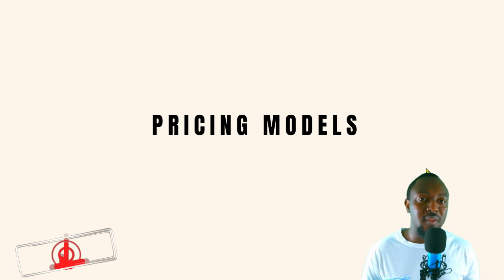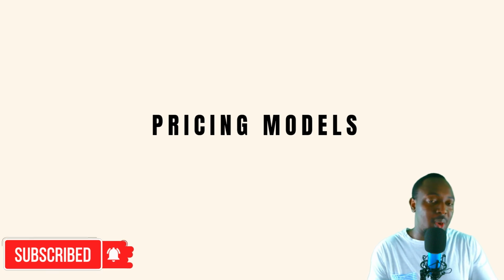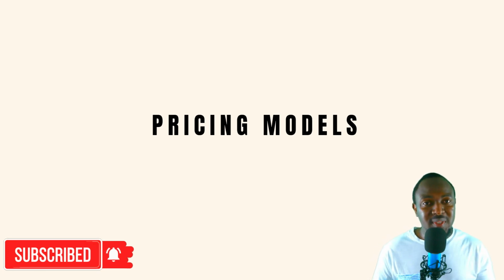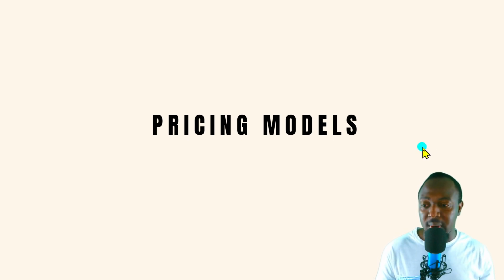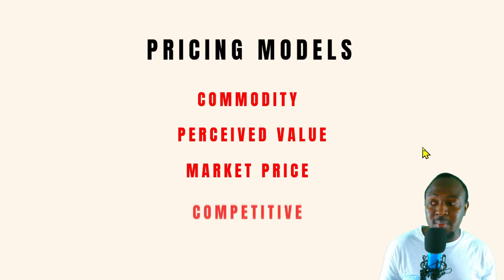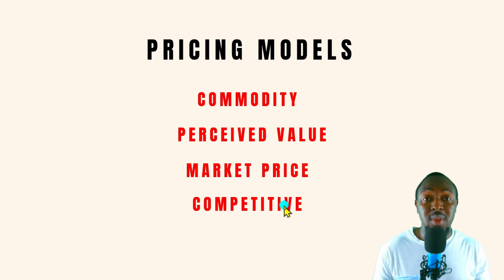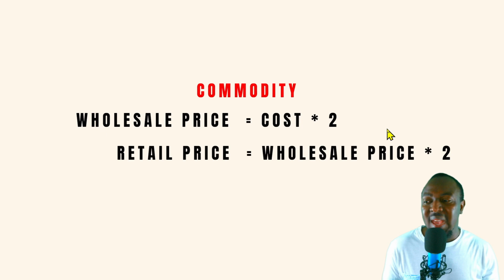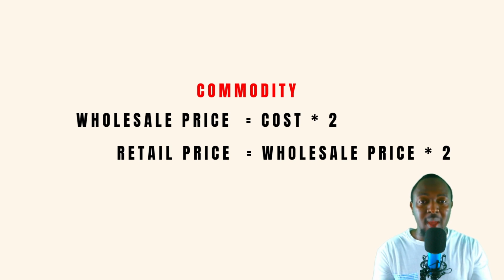And your cost is involved. Now, let's look at how to give prices to our products. We have different pricing scenarios in our pricing model: commodity, perceived value, market price, and competitive pricing. Let's go through them one by one. Starting with commodity, this is like the general rule of pricing. A commodity can be any product.